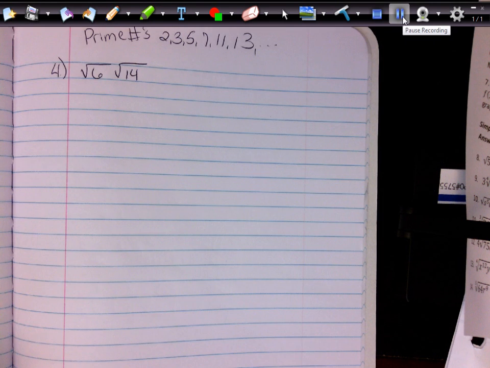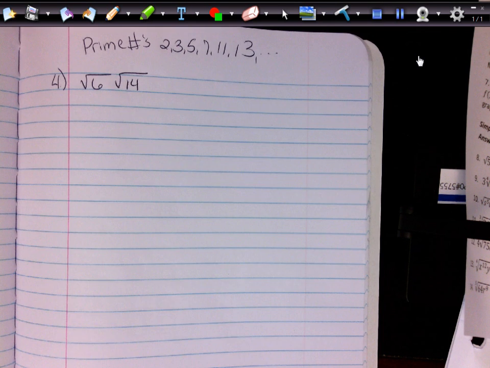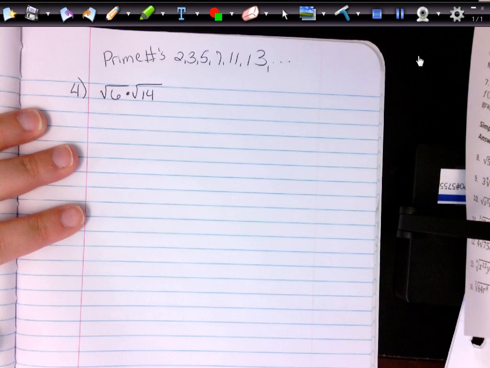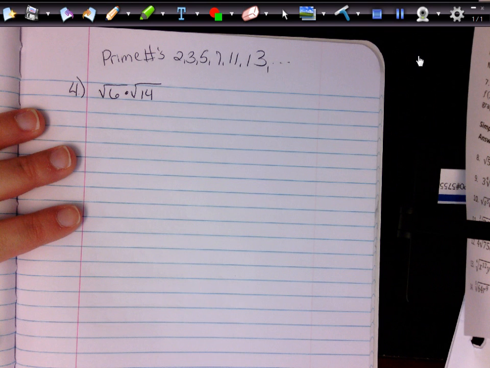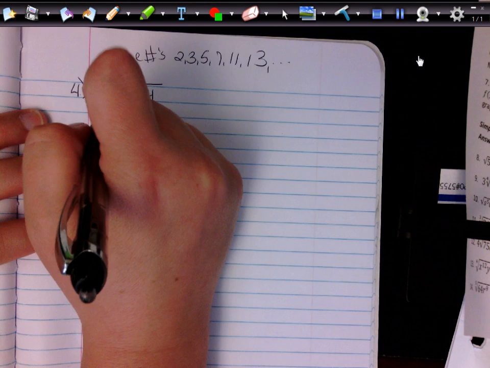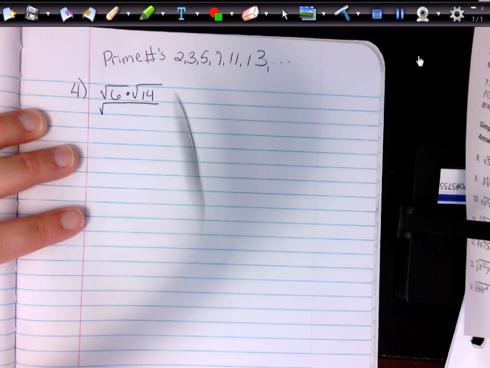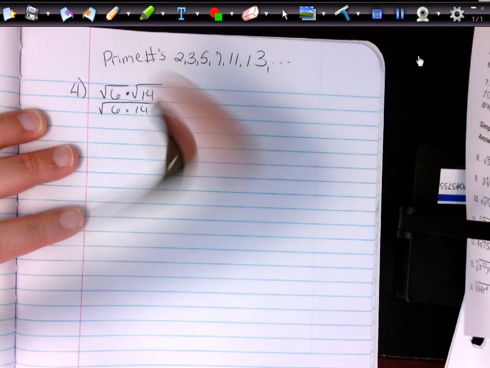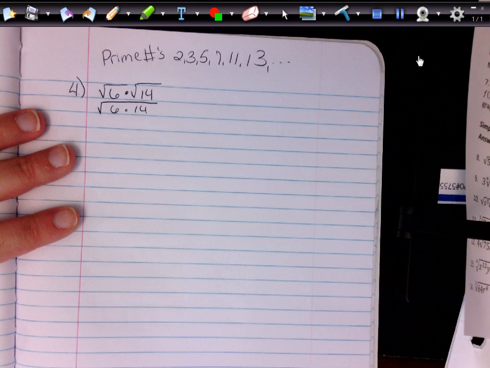All right, go ahead and write down number 4. We have square root of 6 times the square root of 14. Now here I have 2 square root symbols. Anytime you have 2 square roots and you're multiplying, and since those are right together, they're being multiplied, this only works with multiplication, but if they're being multiplied, I can just simply put them all underneath one big square root. So the 6 and the 14 are going to go underneath one square root.